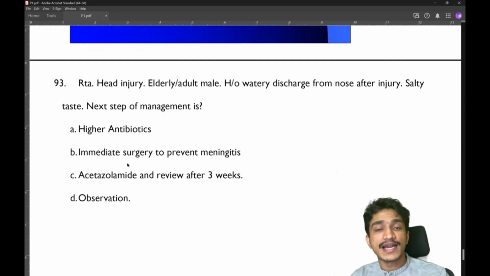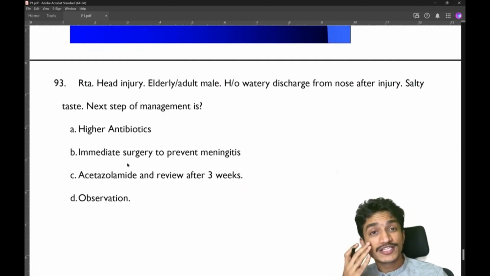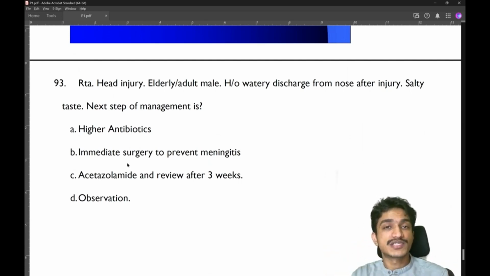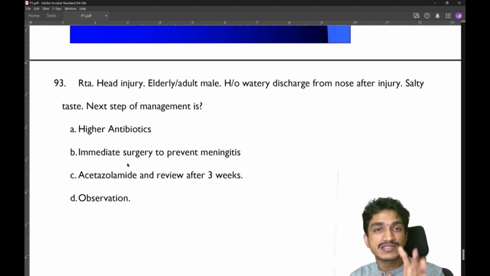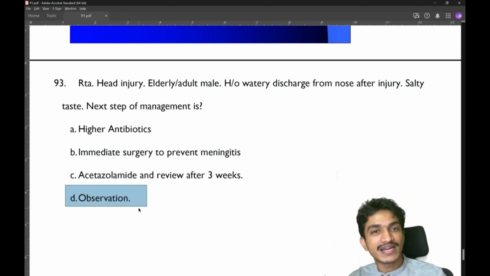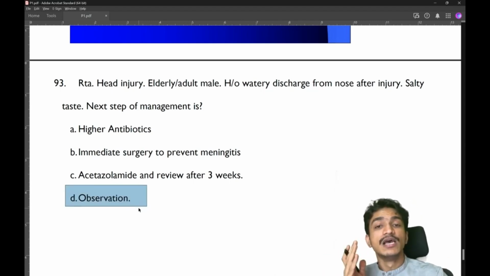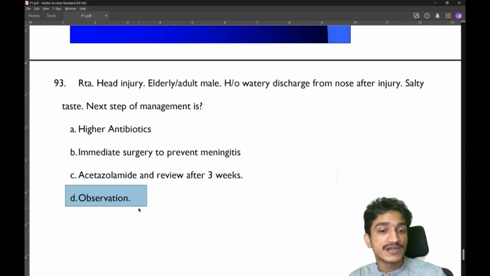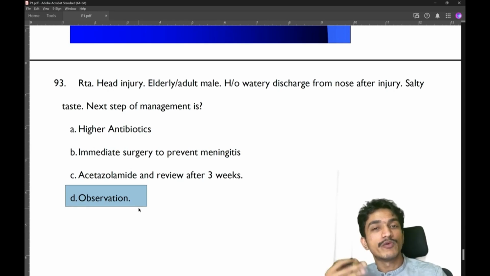Patient with RTA head injury, elderly male, watery discharge from the nose which is salty in taste, so it is pointing towards a CSF rhinorrhea. Now there is a confusion whether it is persistent or not, but if this is the scenario that is asked, then in this scenario you just do observation, you just do conservative management, you do not need to give antibiotics also, that is what Bailey says. So in this scenario I would go for observation. If persistent was given, then in that case you need to do a surgical management, that is beyond 14 days.